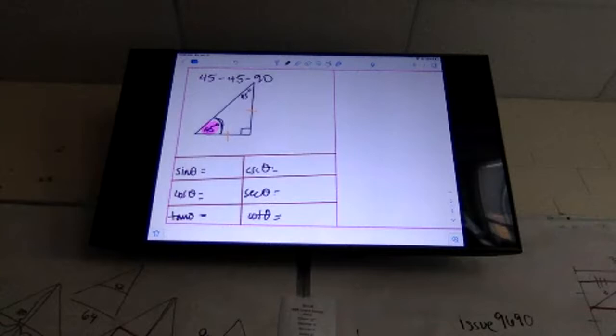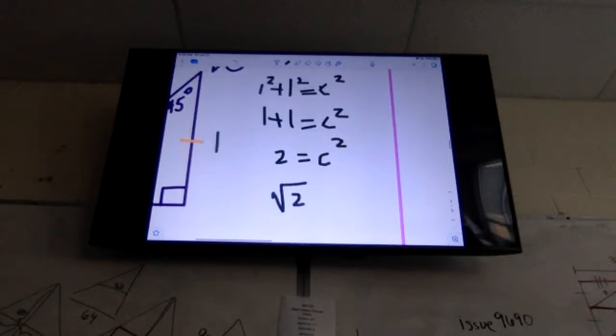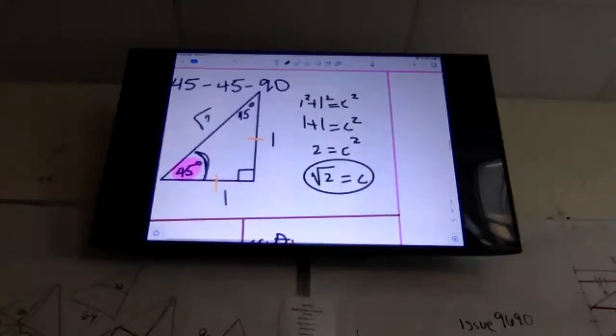All right, so if they're the same, we're going to put a number with them. Let's say each of these are both one. Just one. Let's figure out what the hypotenuse is, right? Let's do some Pythagorean theorem. 1 squared plus 1 squared equals c squared. 1 plus 1 equals c squared. 2 equals c squared. So root 2 equals c. All right. Everyone okay with that so far? Am I moving too fast or are we doing okay?